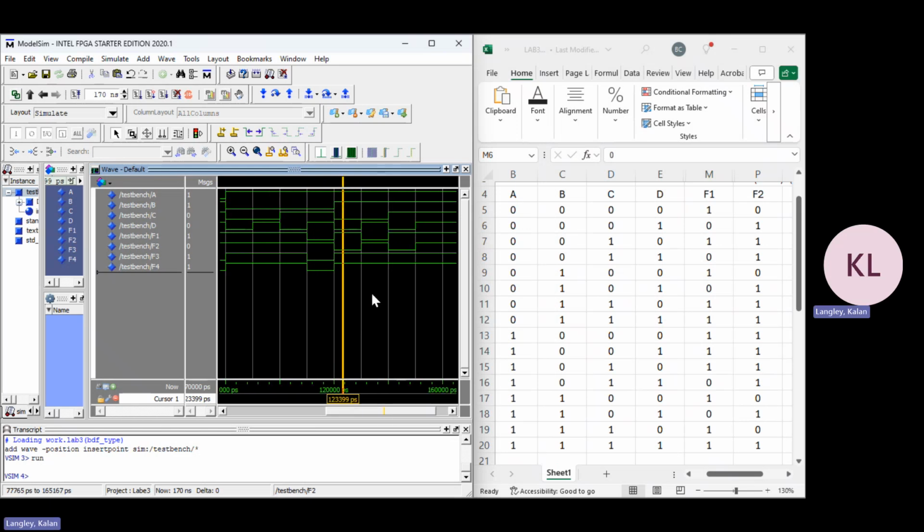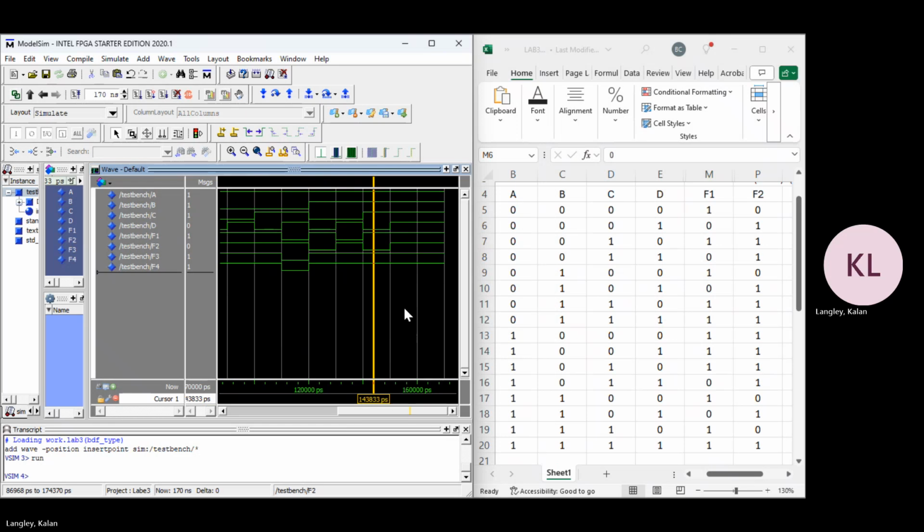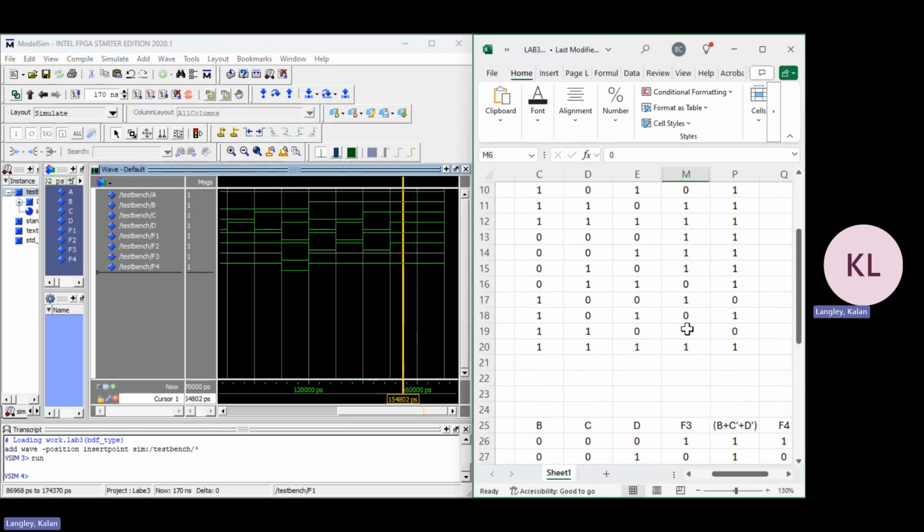Then to ABD, 0, 1. ABC, 1, 0. And then to A, B, C, and D, they both turn on for F1 and F2 again. All right, so that logic looks good. All our bits turned on as they should per the expression.